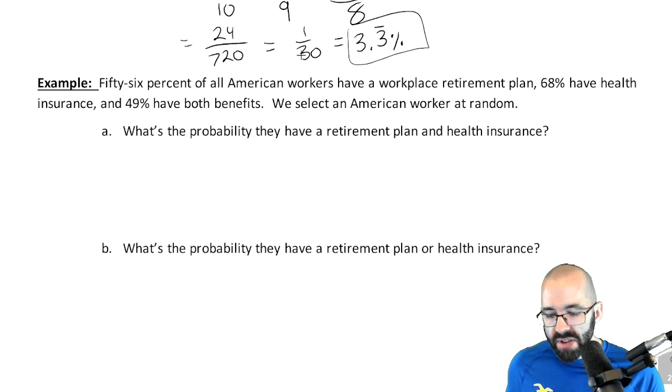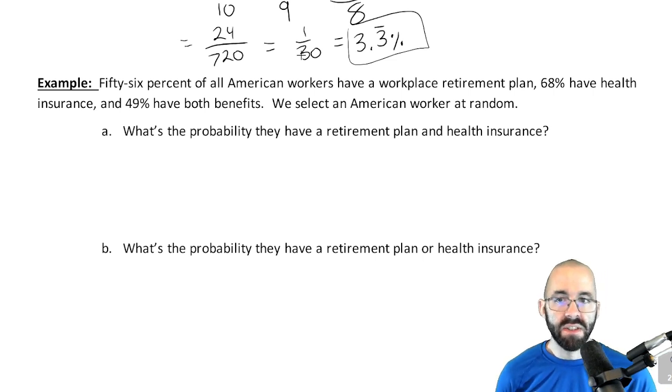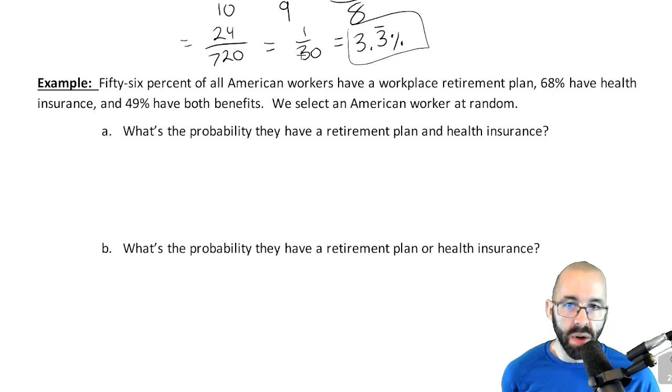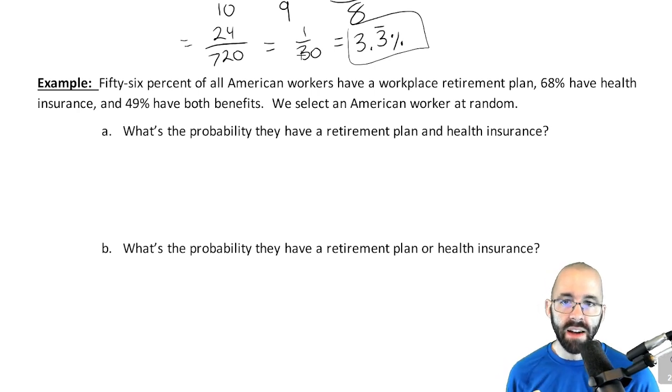Another example, 56% of all American workers have a workplace retirement plan. 68% have health insurance, and 49% have both benefits. Okay, so 56% is one, 68% is the other, 49% is both. We're going to select an American worker at random. What's the probability they have a retirement plan and health insurance?